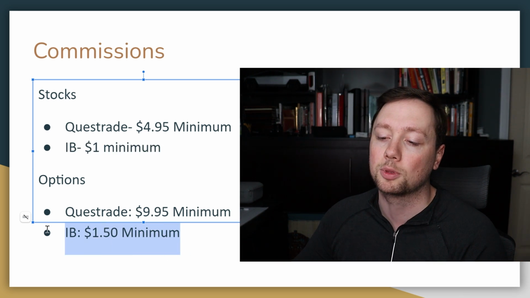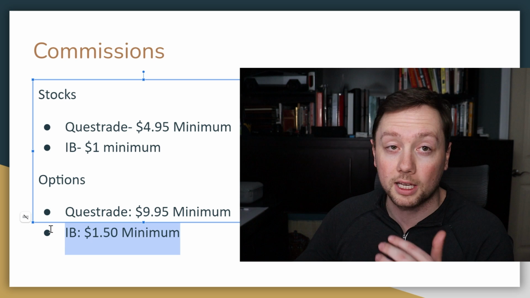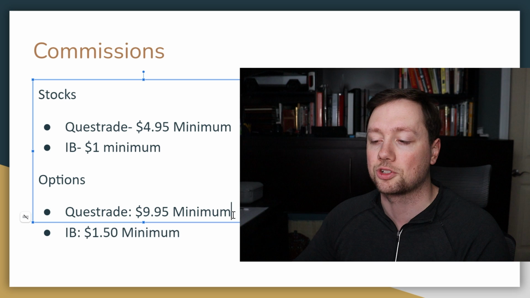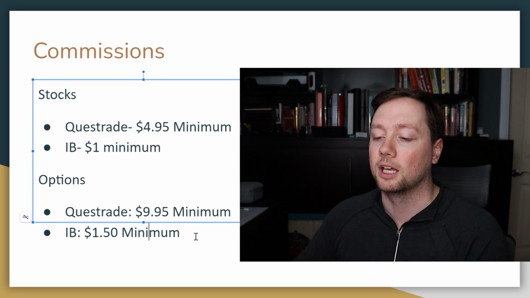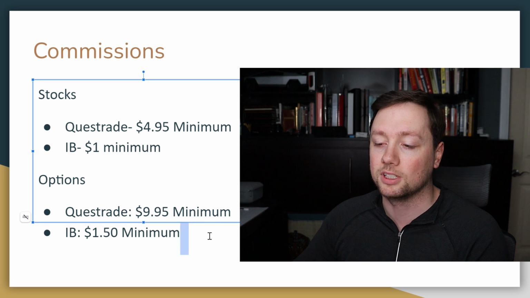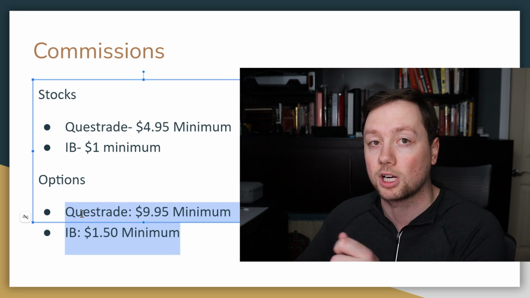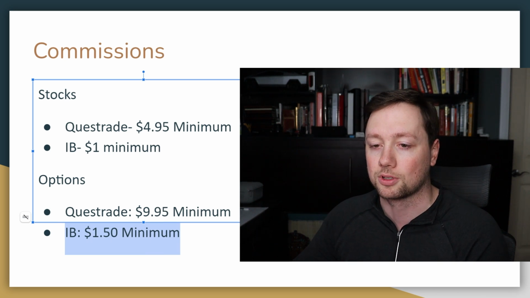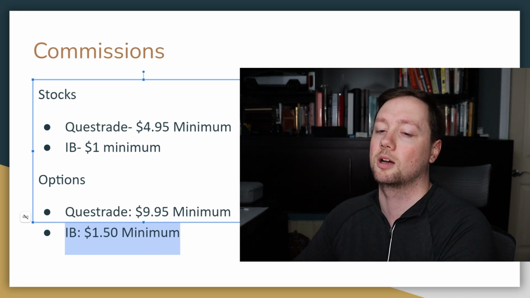They're also going to be cheaper to trade options on. So if you're big into options, Interactive Brokers is usually going to be cheaper. Questrade has a $9.95 minimum. Interactive Brokers' minimum is only $1.50. Again, they do have additional fees depending on the number of contracts that you're trading, but overall, Interactive Brokers is going to be cheaper. So that's the summary when it comes to commissions.